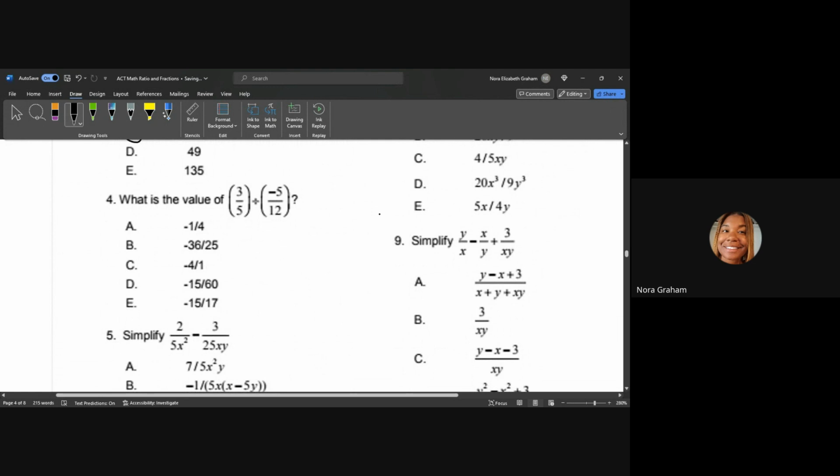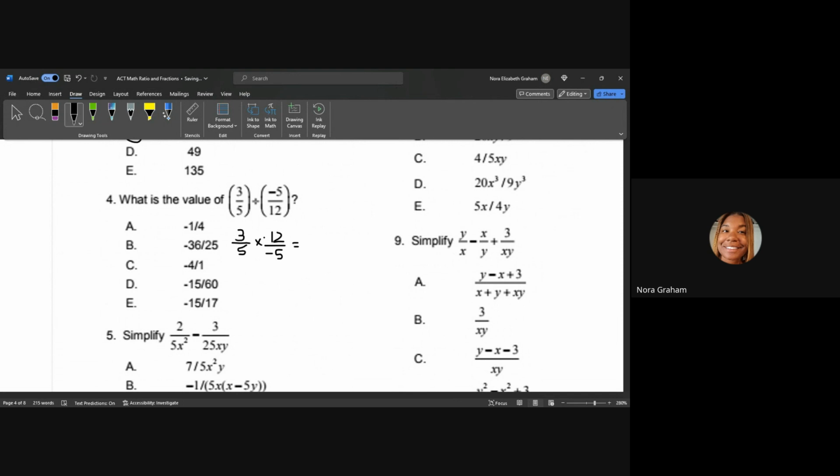Number 4 is: what is the value of 3 over 5 divided by negative 5 over 12? So remember with division, we want to change our sign to multiplication and flip our second fraction, or find the reciprocal of our second fraction. So let's go ahead and do that. So I have 3 over 5 times 12 over negative 5. I'm just going to make the negative stay with the 5 for now. So see how I flipped it and changed my sign to multiplication.